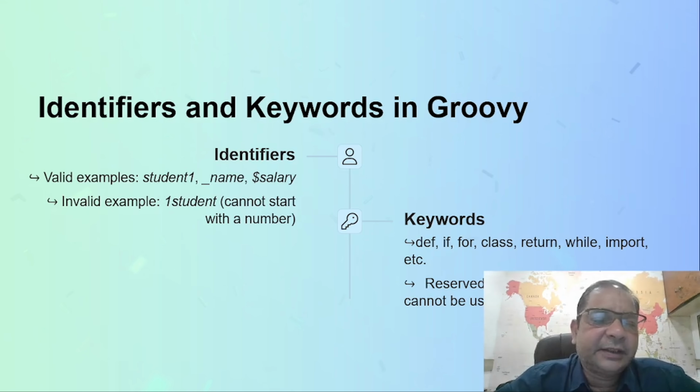Identifiers: valid examples are studentName and $salary. An invalid example is 1student. You cannot write 1student, an identifier cannot start with a number.